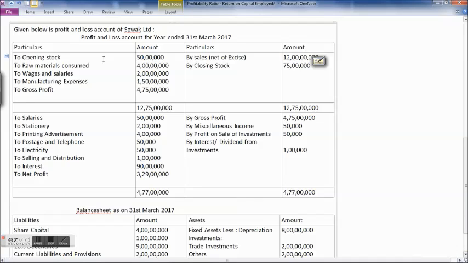75 lakhs. Then in profit and loss account we have by gross profit 4 crore 75 lakhs, which is carried down. Then miscellaneous income is 50,000. By profit on sale of investments is 50,000. Then interest and dividends from investment is 1 lakh. So the total of the credit side is 4 crore 77 lakh. Then on the debit side of profit and loss we have salaries 50 lakhs, stationery 2 lakh, printing and advertisement 4 lakh, postage and telephone 50,000, electricity 50,000, selling and distribution 1 lakh, interest 90 lakhs. So net profit comes to 3 crore 29 lakhs.